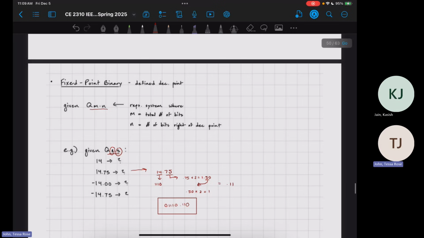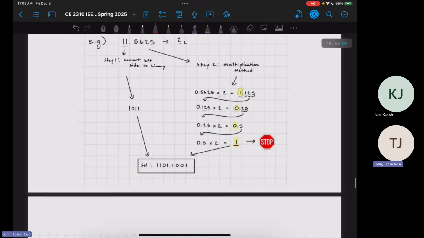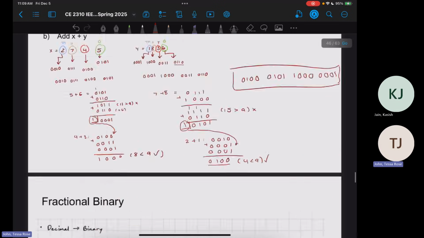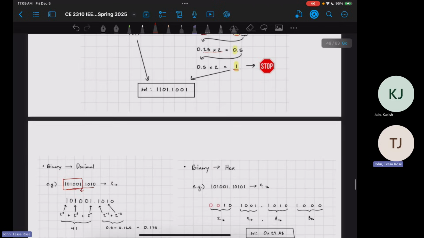Did we go over sign? Not yet. I think I'll do that at the end. Okay.